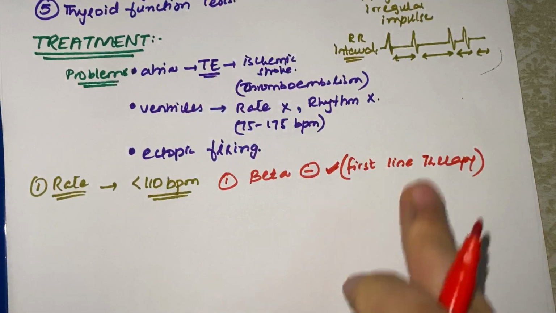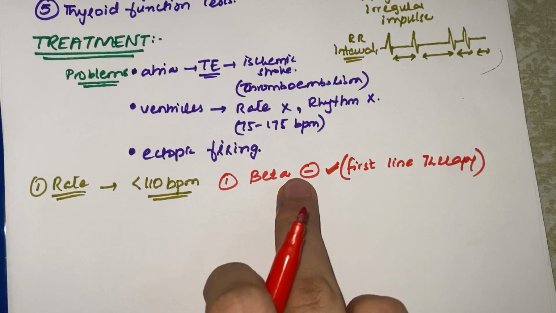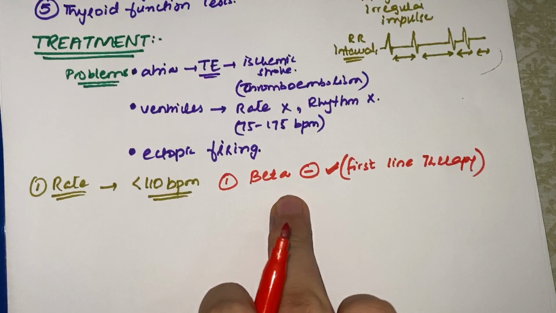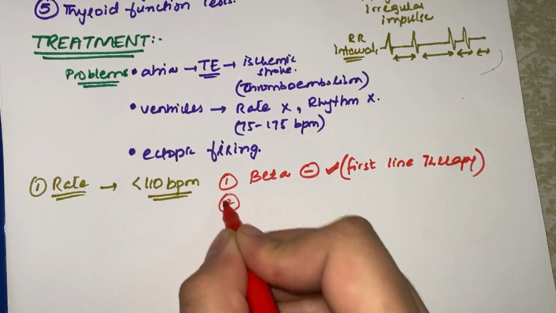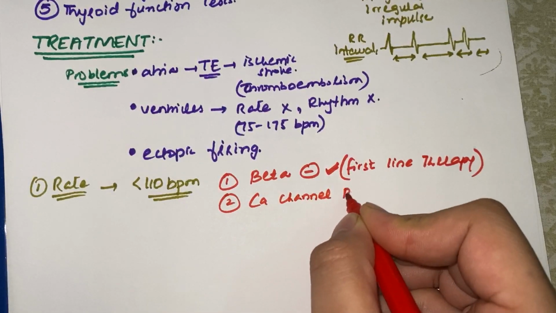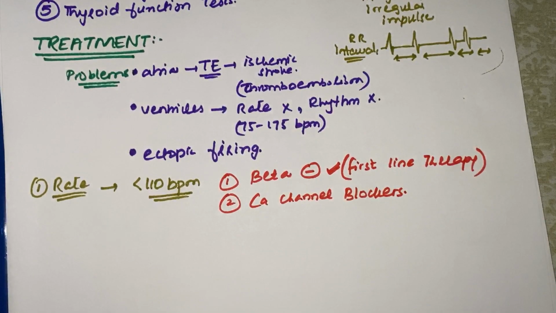that is beta blockers. Beta blockers are given, and if the patient is having any problem with beta blockers or is not responding to beta blockers, then second we can go for calcium channel blockers. Now basically, first of all we should know how the beta blockers reduce the rate.